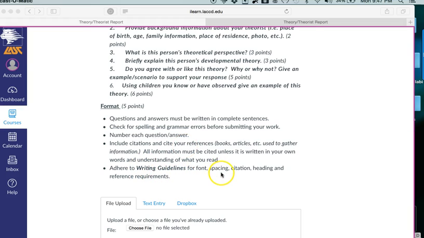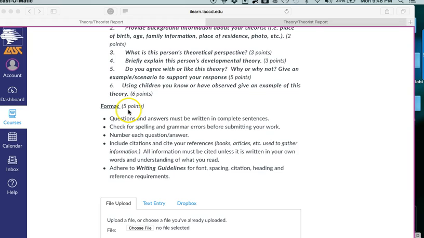You have to go to the writing guidelines for the details, but offhand, was it Times New Roman or Arial, just a plain font? Was it double spaced? Did you include your citations? Did you have a heading at the top, which is your name, the date, and the name of the assignment? Basically, did you meet all the requirements?